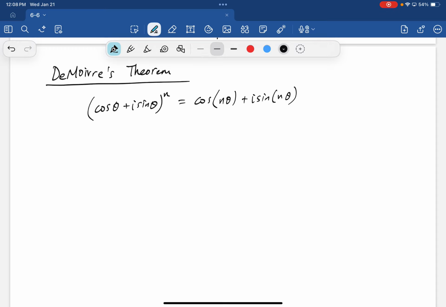And so this is very easy to show using Euler's formula, right? So cosine theta plus i sine theta, that's just e to the power of i theta, right? Correct? Yes, thank you.